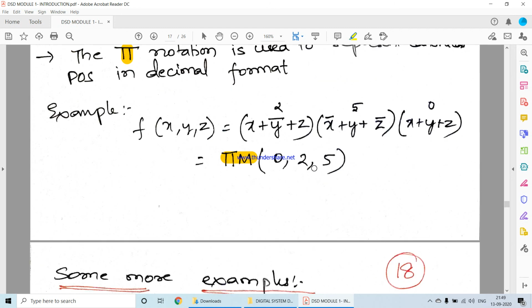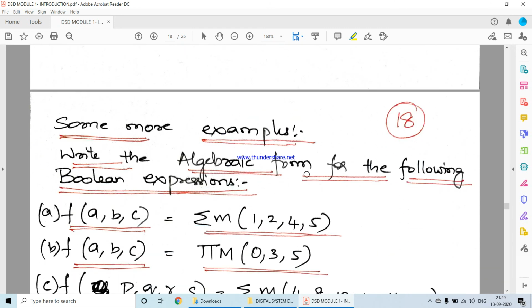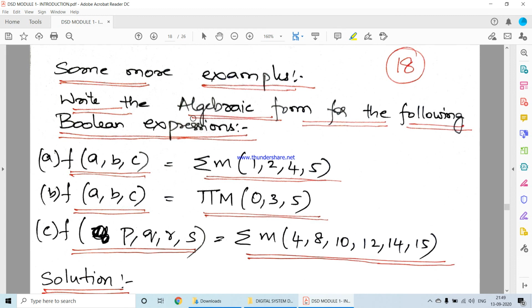Okay. Now let us go with the examples. Write the algebraic form for the following Boolean expression. So what will I get? F of a comma b comma c equals summation m of 1 comma 2 comma 4 comma 5.